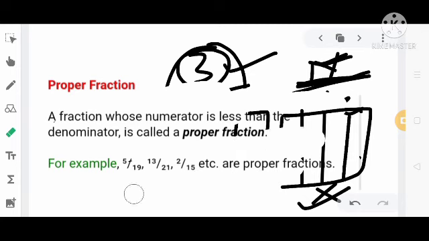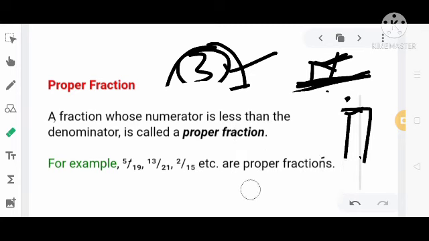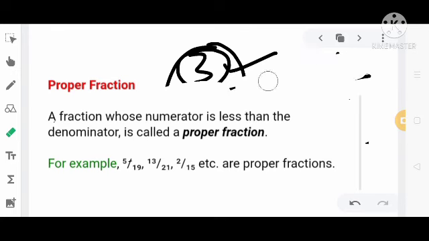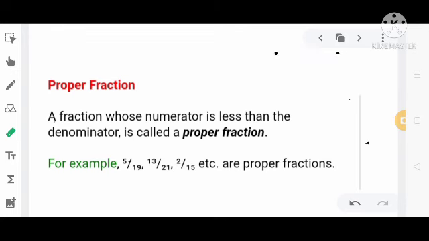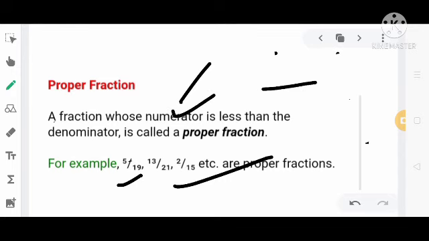Here are examples. These all are examples of proper fractions: 5 by 19, 13 by 21, 2 by 15. Okay, don't be confused by this slanting line. This also represents the same thing. So don't be confused by these two line styles.